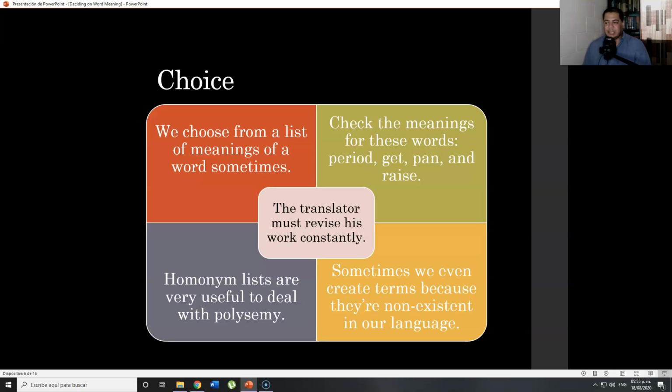You can see that, for example, here in Latin America, we use mouse. They don't like to use mouse. They prefer to use ratón. Computer, we have made a calque of computer and we say computadora, but many of those people prefer to say ordenador. But well, the point is not that right now. The point is that you as a translator must revise your work constantly.